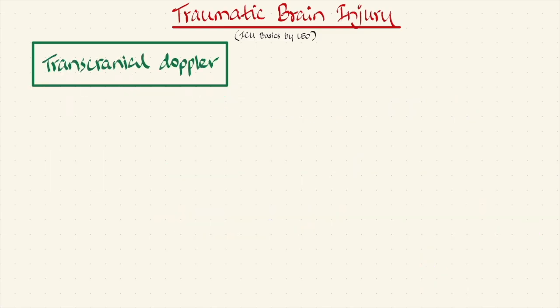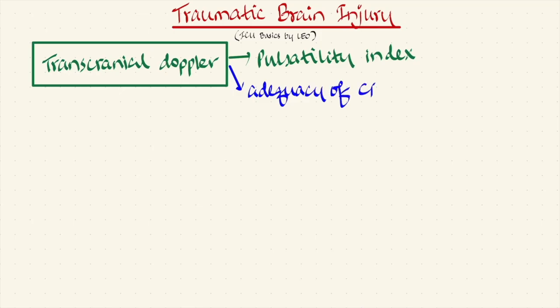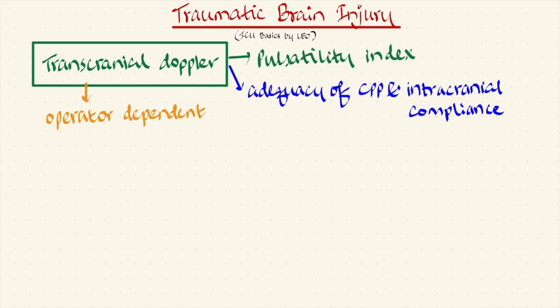Transcranial Doppler is the non-invasive method to estimate cerebral autoregulation. The pulsatility index can be used as an indirect marker for adequacy of cerebral perfusion pressure and also intracranial compliance. However, transcranial Doppler is operator dependent and quite unreliable.